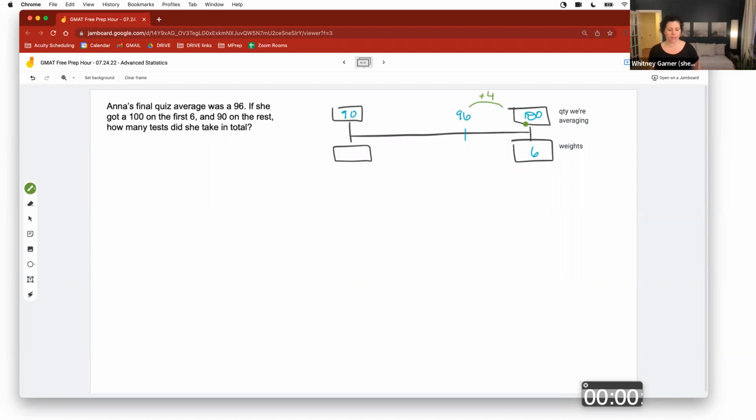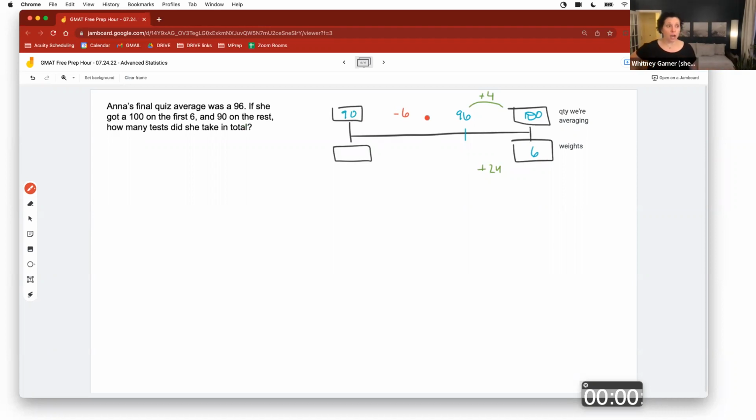One way to think about this as sort of the storyline is that every time Anna got 100, she was getting 4 points over the average every single time. 4 points over, 4 points over, 4 points over, 6 times. For what turned out to be an overage of 24. So every one of those 4, 6 times. So this is one way to think of it. We'll also do the sort of ratio, which I like. So this one is up by 24. On this other end, every time she got a 90, she was down by 6. She was down by 6.